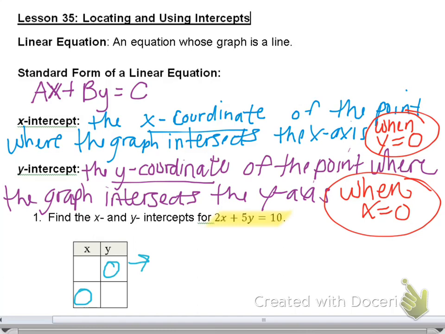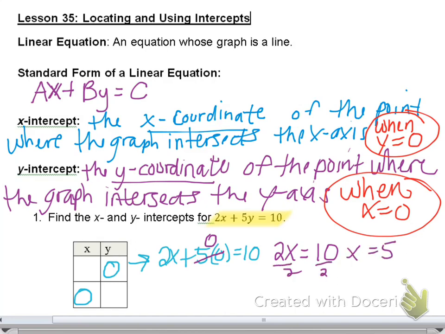So the first thing is, we're using this equation, and we're going to fill in 0 for y. So we'll still have 2x plus 5 times 0 equals 10. Now we know that 5 times 0 is going to be 0, and adding 0 or subtracting 0 would still leave 10. So we're going to have 2x equals 10. And then we divide by 2, and x would be 5.